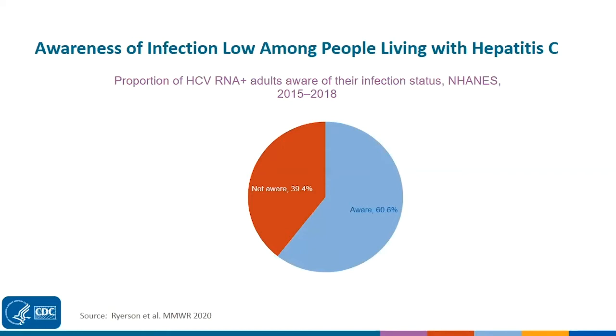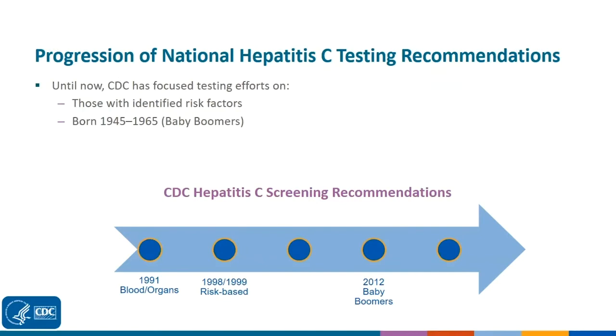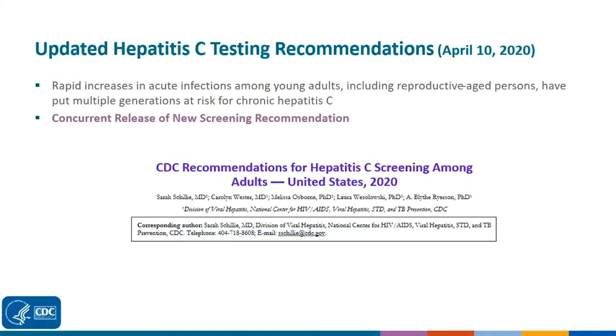This timeline reviews the progression of CDC's national testing recommendations, which in 1991 began with a recommendation to screen blood and organ donors, progressed in 1998 to include risk-based screening, with the addition of HIV as an identified risk factor in 1999, and then in 2012 expanded to include one-time screening of all baby boomers. Next. New recommendations, which were updated and released on April 10th of this year, were further expanded.